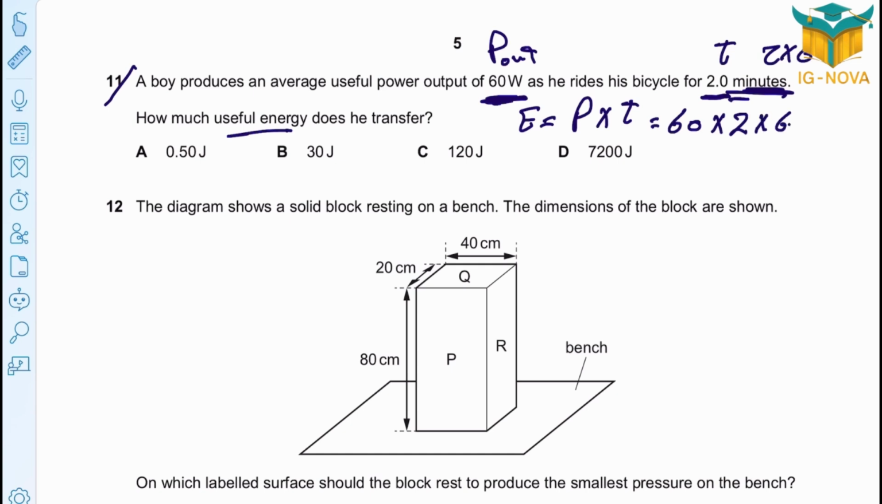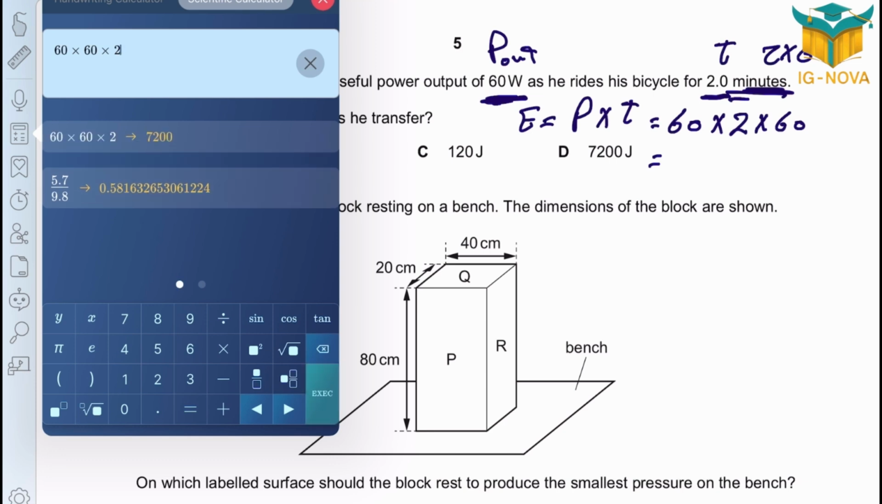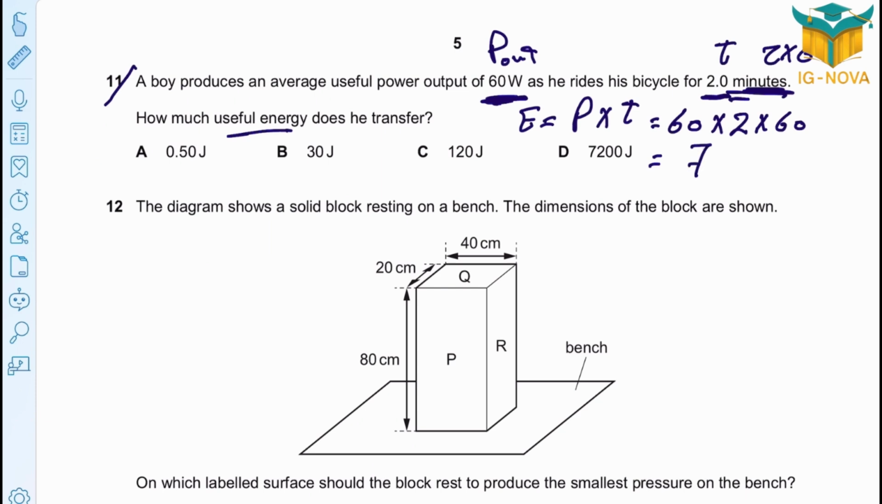2 times 60. On the calculator, let's check. 60 times 60 times 2 equals 7,200. 7,200 joules. Option D.